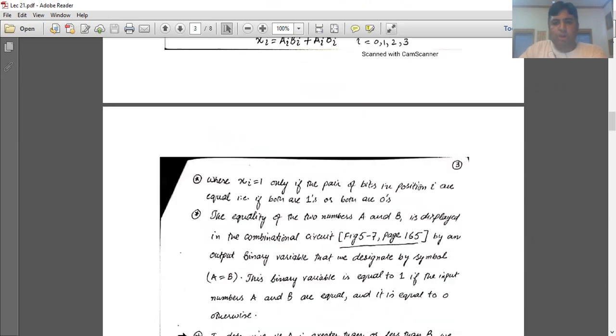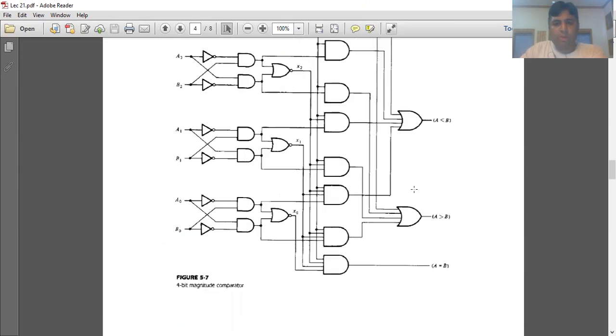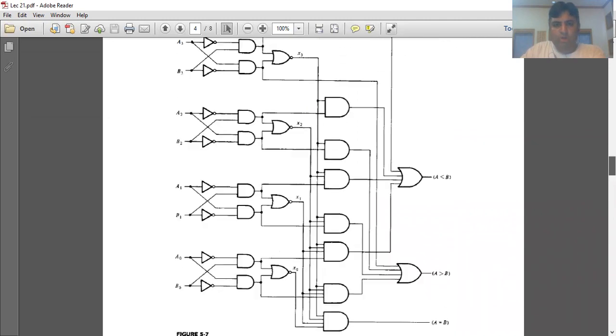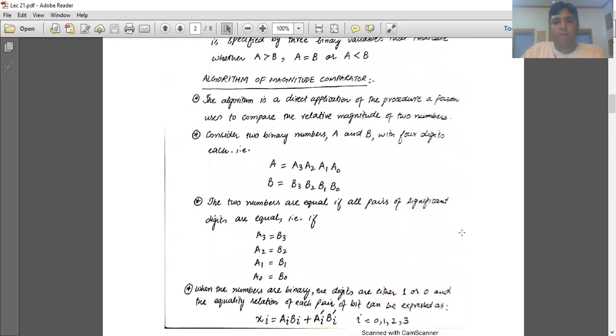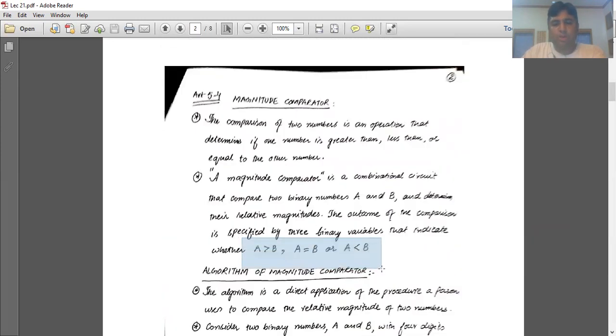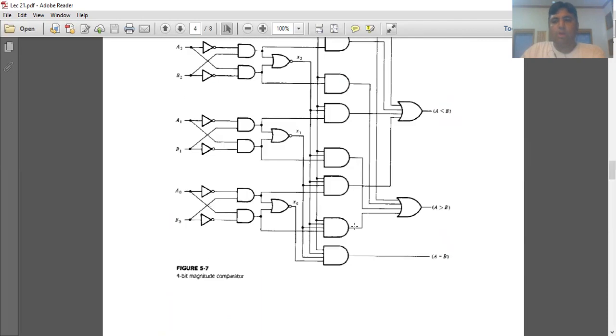If this is the circuit diagram of a magnitude comparator, then it has three outputs. One output is A less than B, the second is A greater than B, and the third is A equal to B. If A is greater than B, then that output will be 1 and the other two outputs will be 0. If A is equal to B, then the A equals B output will be 1 and the other two will be 0. And if A is less than B, then that output will be 1 and the other two will be 0.